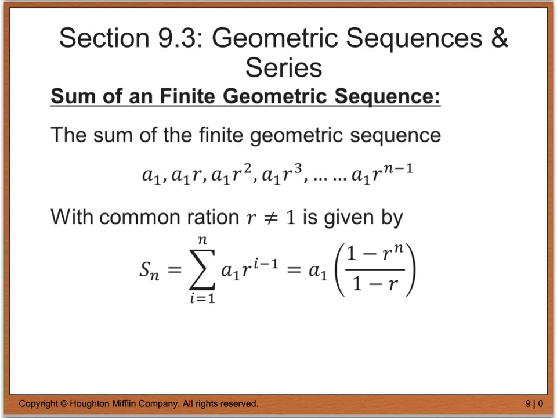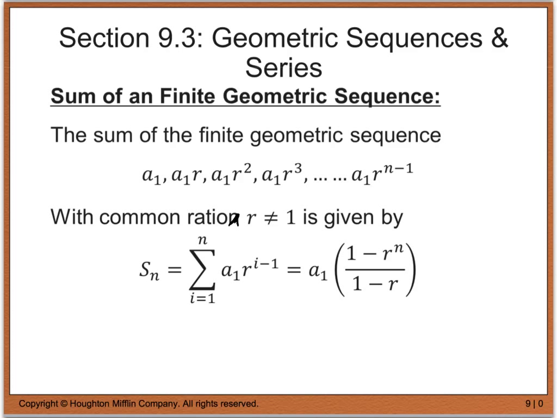So let's go ahead and look at the sum of a finite geometric sequence. If you recall, a sequence looks something like a sub 1. You have your a sub 1 times your common ratio, which is what the r is. You have your a sub 1 times your common ratio squared, your first term times your ratio to the third power, and so on. This is what makes up our sequence. And this here should be ratio, not ration.